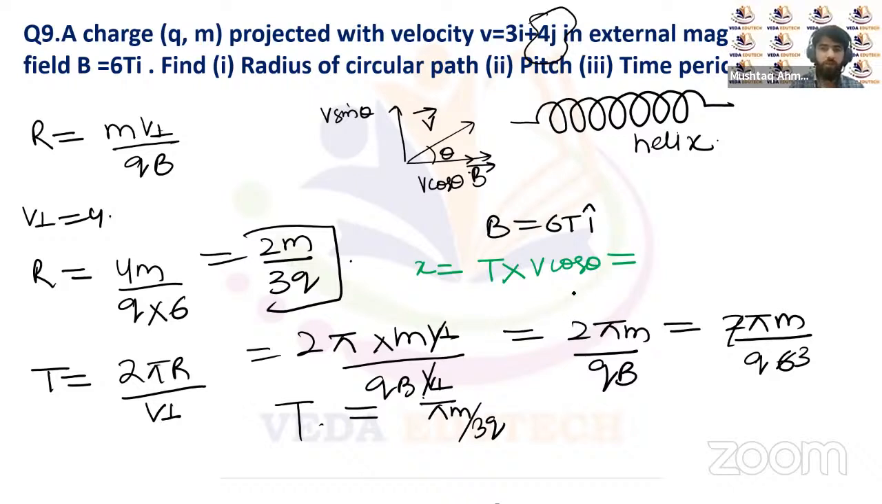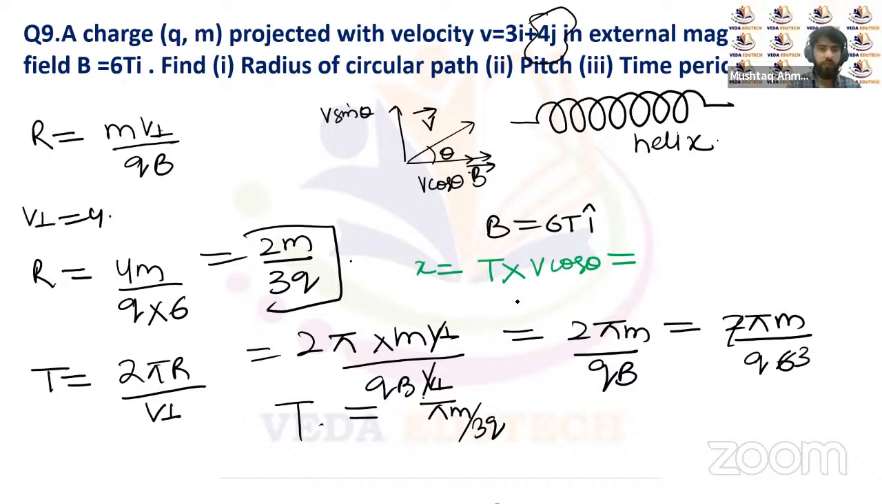Now talking about the angle between the velocity vector and the magnetic field vector, we can find that using the dot product between them, right? So v cos theta is actually the component along the magnetic field direction, or we can just dot the velocity vector with the unit vector of the magnetic field, right?